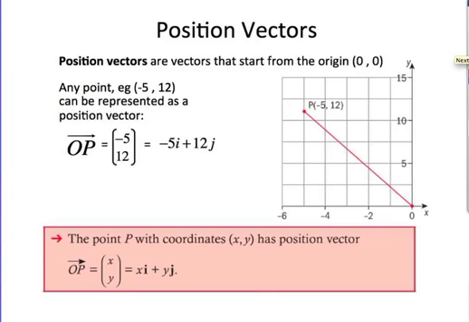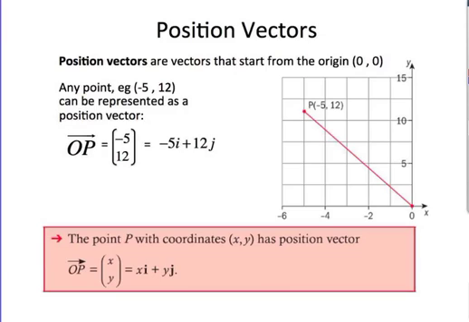Position vectors, a special type of vector. They get used quite a lot, so it's very important that you know and understand them. Position vectors are vectors that start from the origin. So in this way, when you know a coordinate of a point, that point can be expressed as a position vector. So for example, in the diagram here, we have the point P. Its coordinate is -5, 12. So automatically we can express it as a position vector.